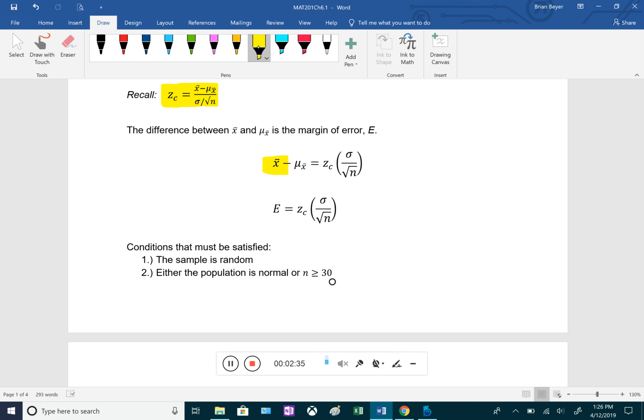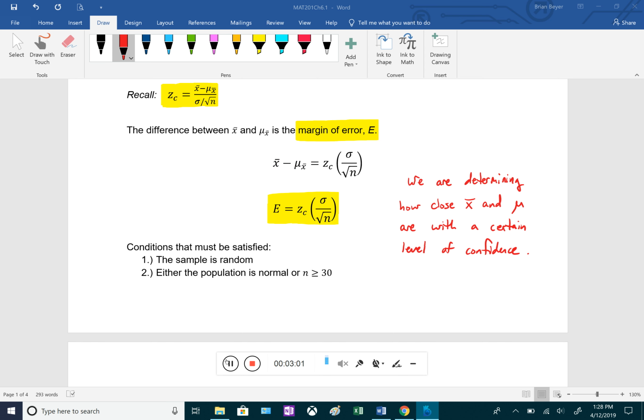So the left side of the equation is the difference between the sample mean and the population mean. What this is called is the margin of error. We denote it with an E. So the margin of error is going to be z sub c times sigma over the square root of n. We are determining how close the sample mean x bar is to mu, the population mean, with a certain level of confidence, which is the c value, and we're going to use that c value to find that z-score z sub c.